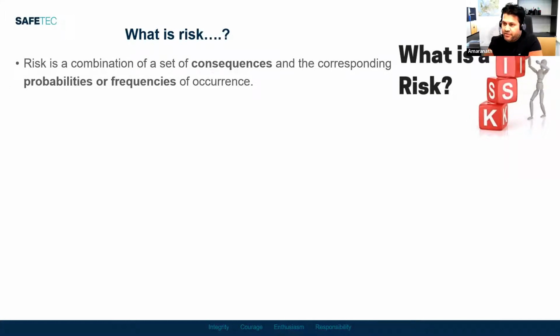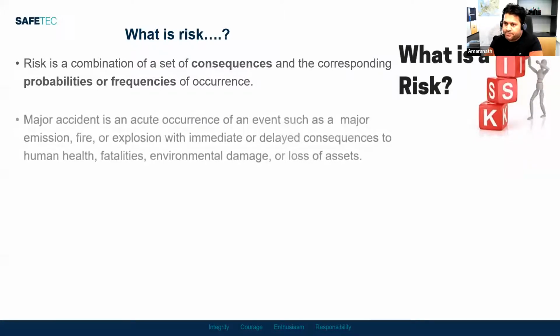Risk is defined in different ways, but when it comes to technical risk management, risk is defined as a combination of a set of consequences and corresponding probabilities or frequencies of occurrence. So that's the definition of risk. Risk has two different elements, the frequencies and the consequences. Frequencies and consequences will define the risk level for the different operations and applications that we work with.